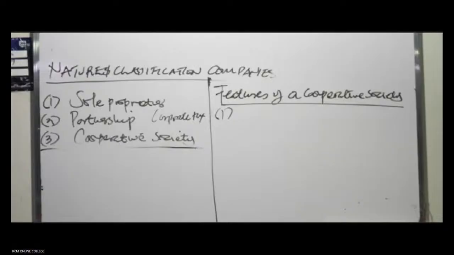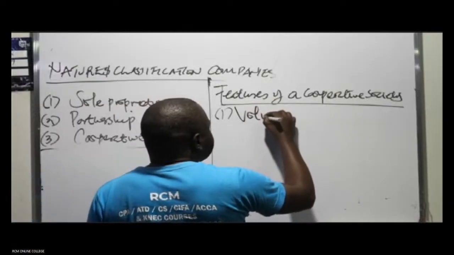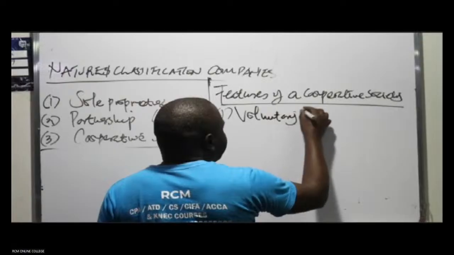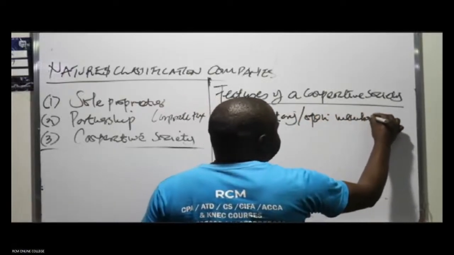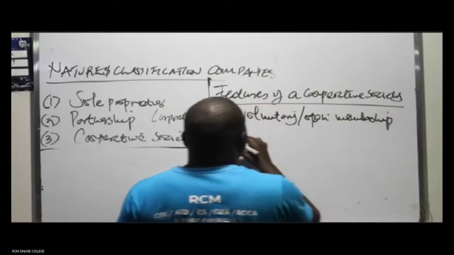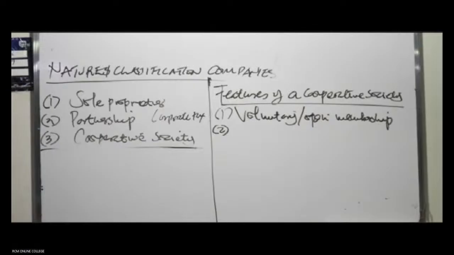Features of a cooperative society. Number one, voluntary and open membership. Voluntary and open membership is correct. And number two, what else can you say?